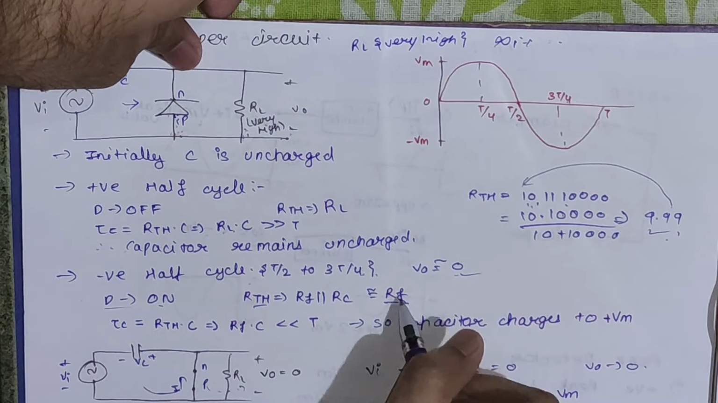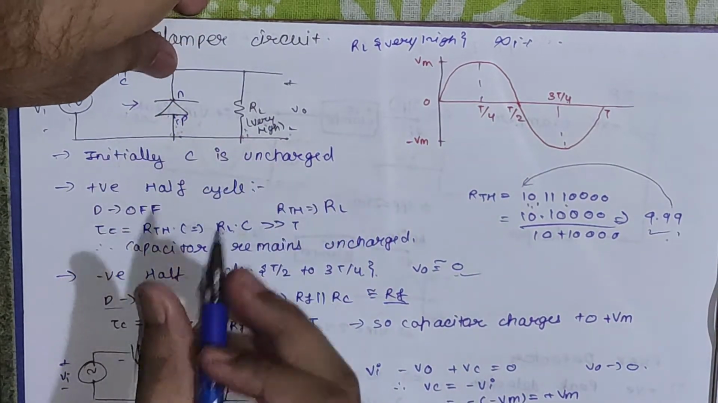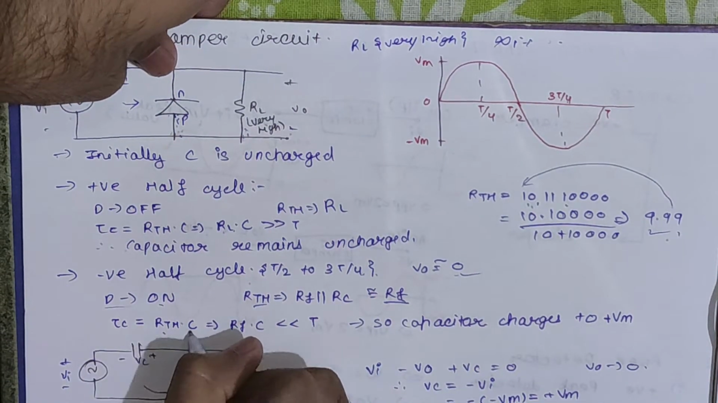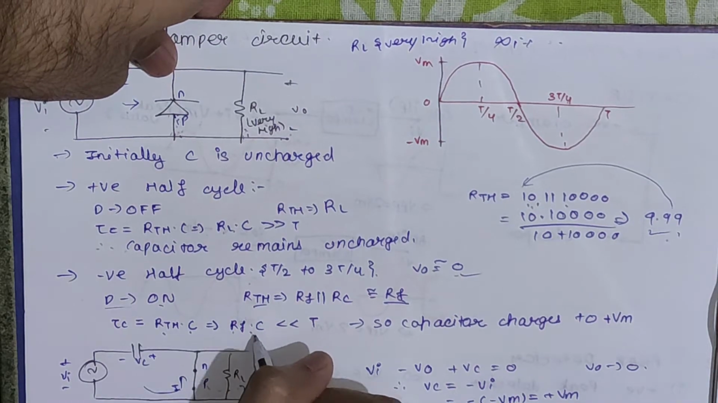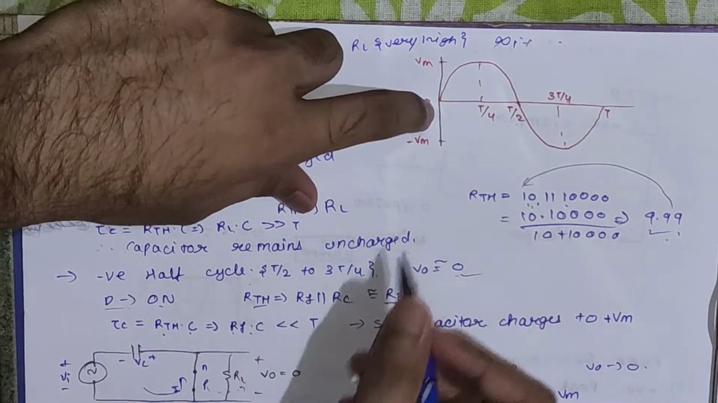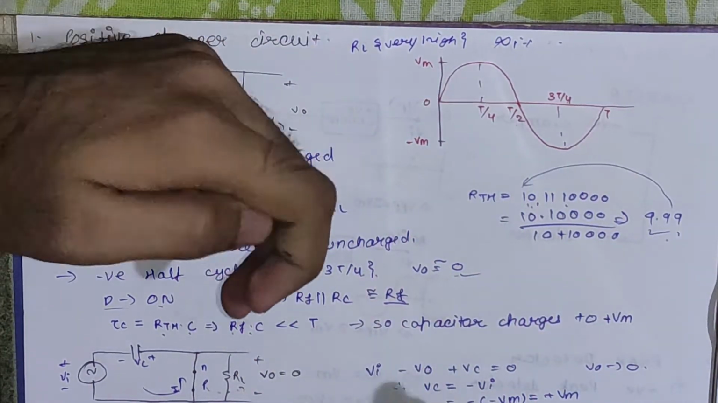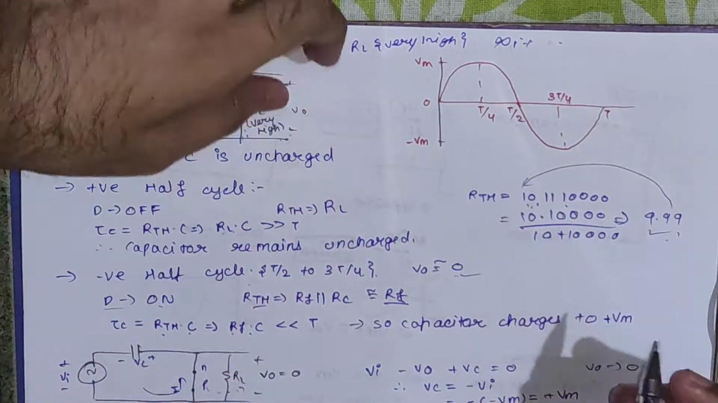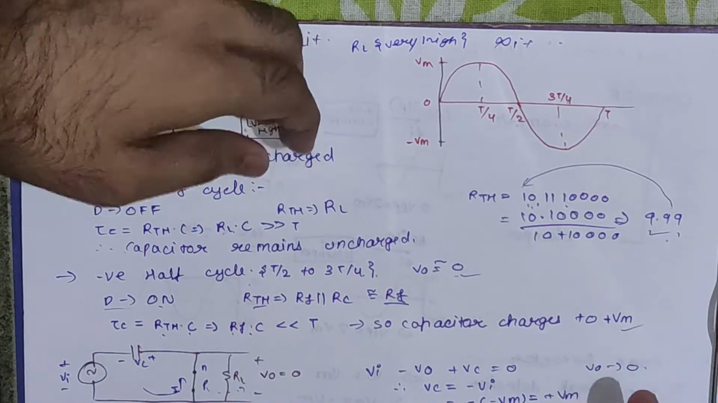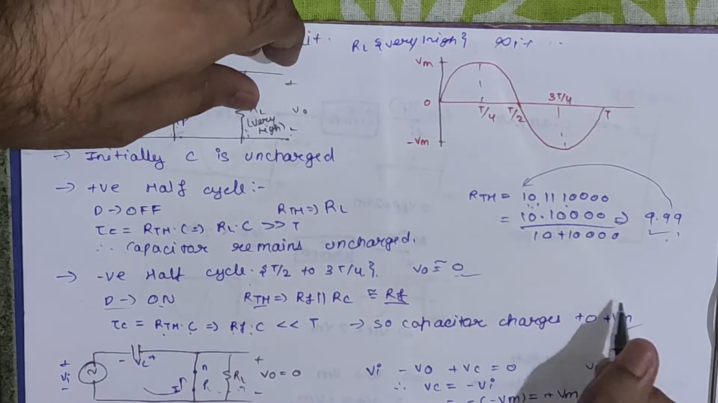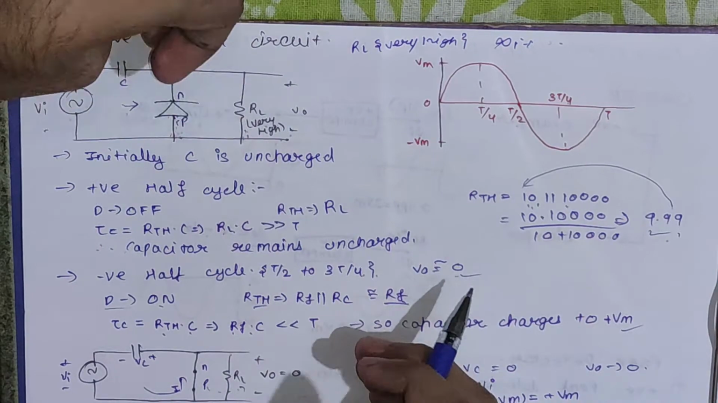So for the capacitor to charge, the time constant will be RTH into C, which is nothing but RF into C, which is very small as compared to the time period T of this waveform. So we will say the capacitor at this time will charge very fast to the value Vm. Now the question is how I get to this Vm. For that you have to follow one thing.